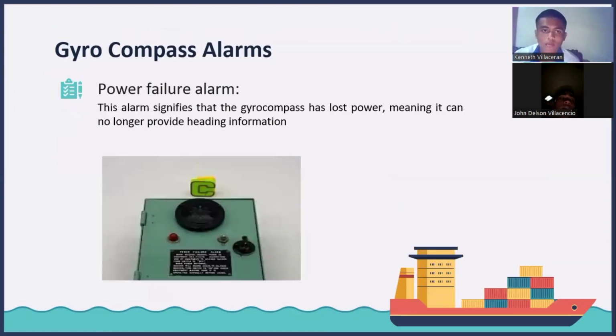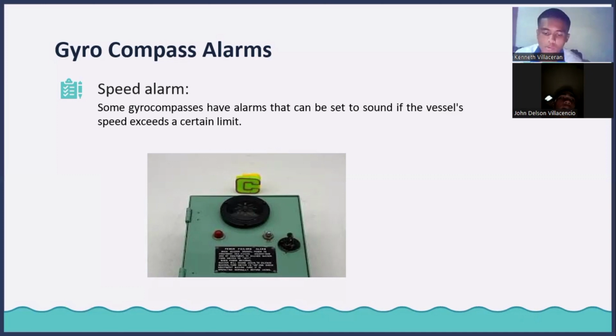Speed alarm. Speed alarms are alarms that can be set to sound if the vessel speed exceeds a certain limit. So, speed alarm is a type of navigational alarm that is used on board ships and aircraft, and it is designed to warn the crew if the vessel is deviating from intended course by more than a certain amount.